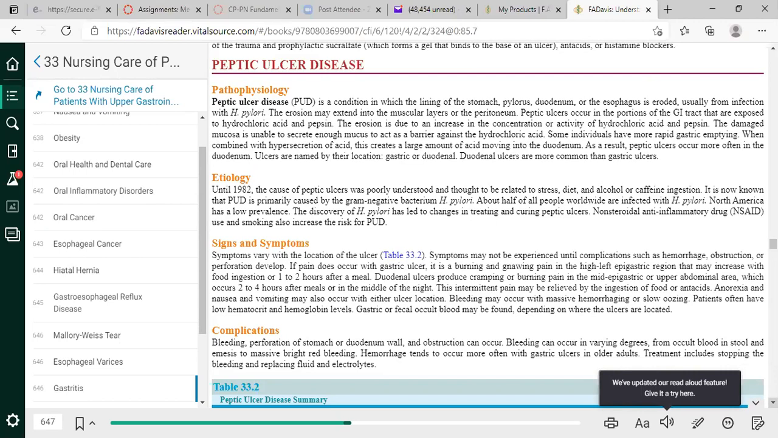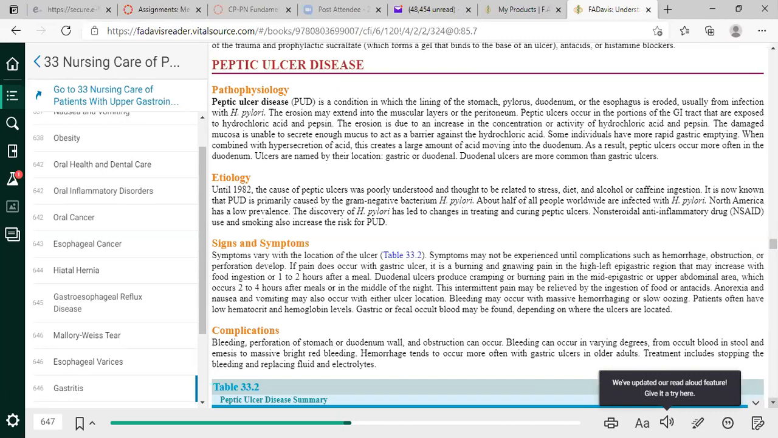Peptic ulcer disease is a condition in which the lining of the stomach, pylorus, duodenum, or the esophagus is eroded, usually from infection with H. pylori. The erosion may extend into the muscular layers of the peritoneum. Peptic ulcers occur in the portions of the GI tract that are exposed to hydrochloric acid and pepsin. The erosion is due to an increase in the concentration or activity of hydrochloric acid and pepsin. The damaged mucosa is unable to secrete enough mucus to act as a barrier against the hydrochloric acid.